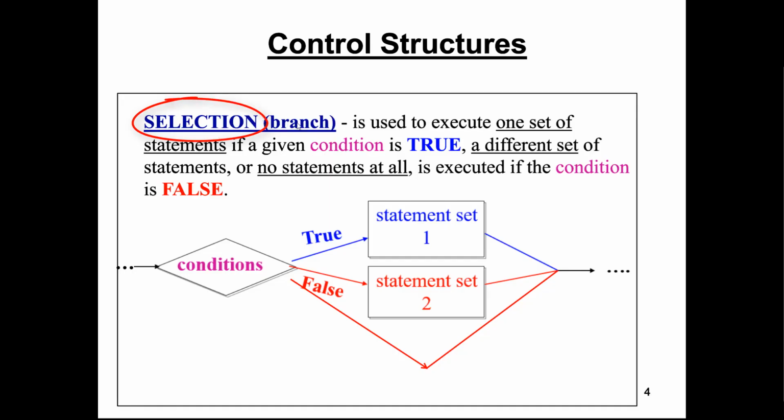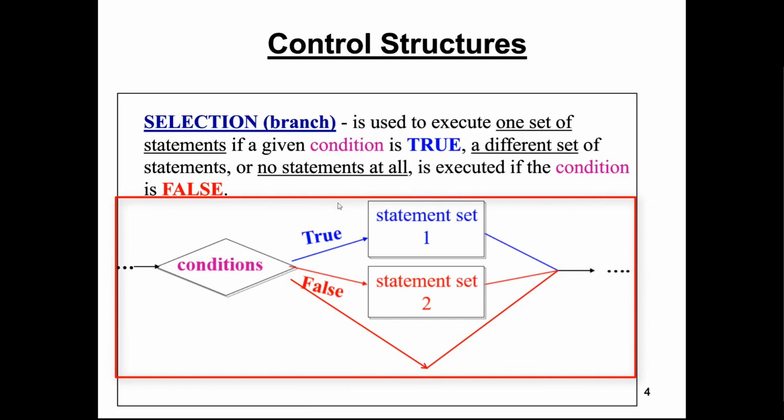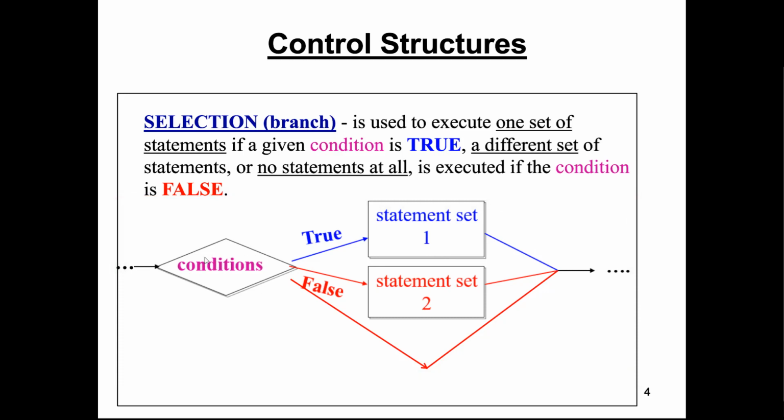Selection control structure. So in selection control structure, you have a branch. If you look at this flow chart, this is a flow chart for selection control structure. You're going to need conditions. So basically, when the condition is true, you can execute a set of statements, and then if the condition is false, you can execute another set of statements, or you can just skip everything.